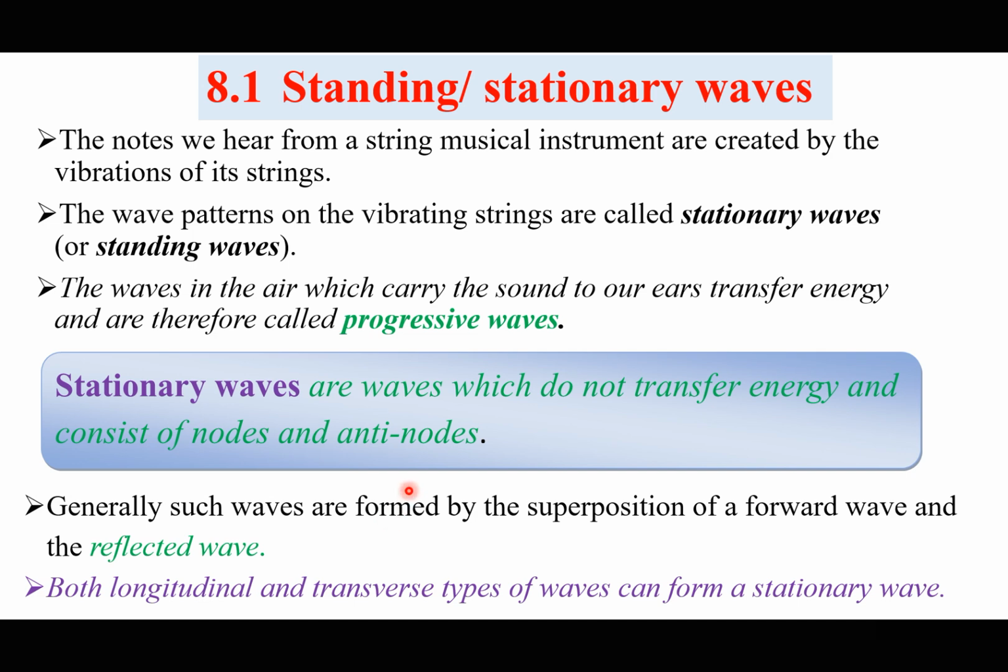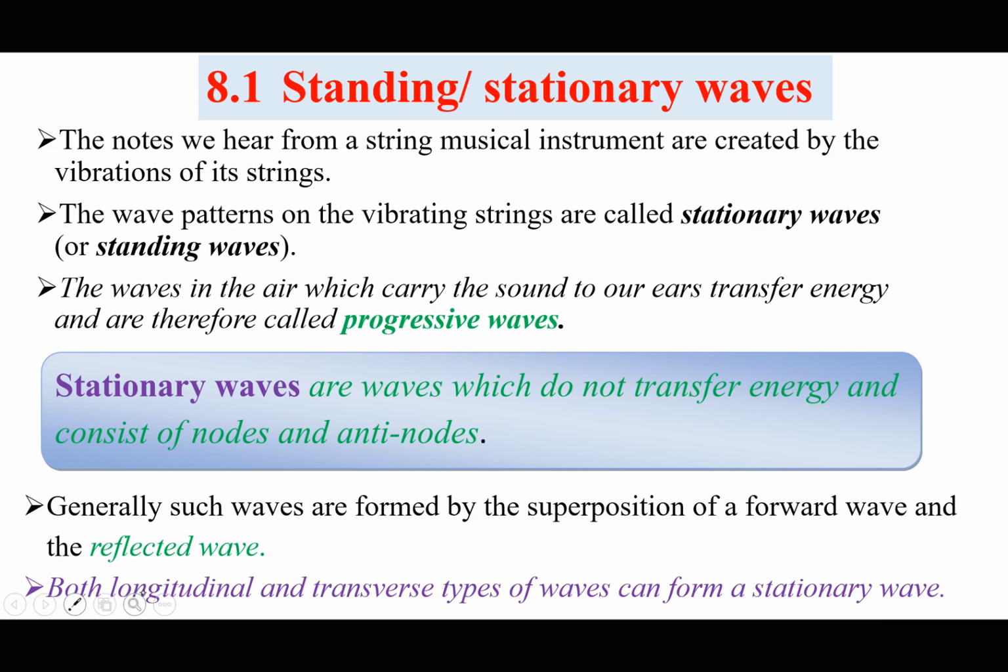So I said when you pluck a guitar string, a progressive wave travels from one point to the other fixed end. Then there is another wave which is reflected from the fixed end in the opposite direction. So when these two waves meet, we have what we call superposition. That's why the unit is called superposition of waves.